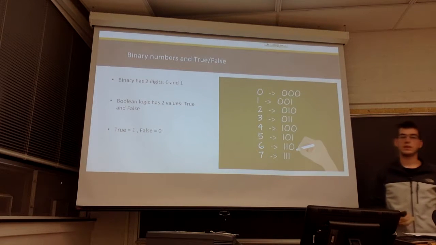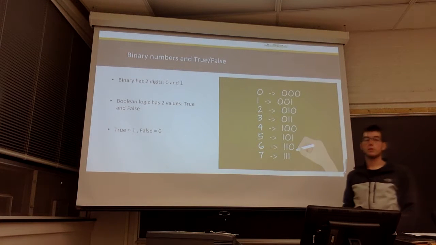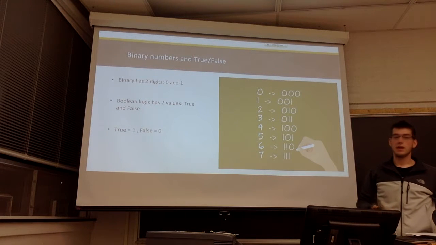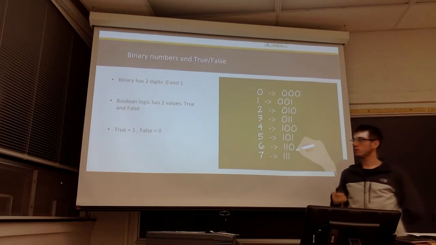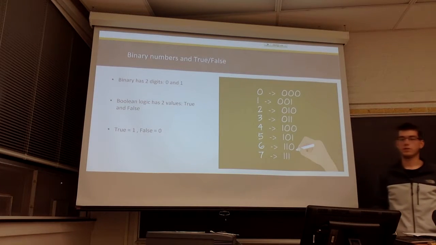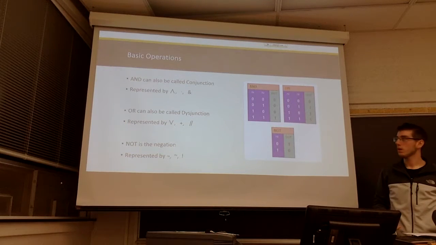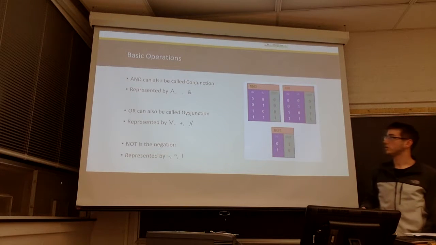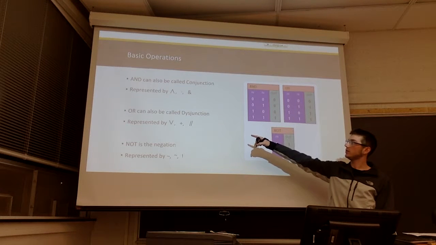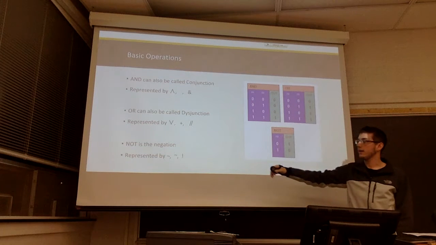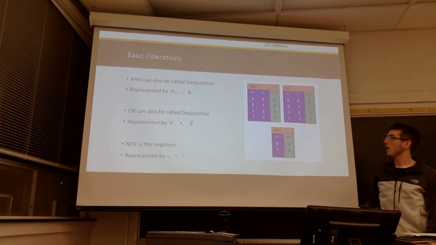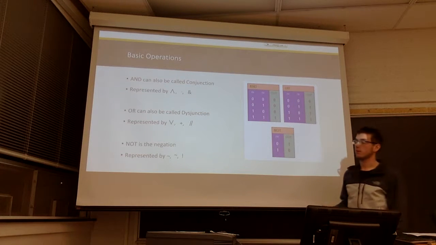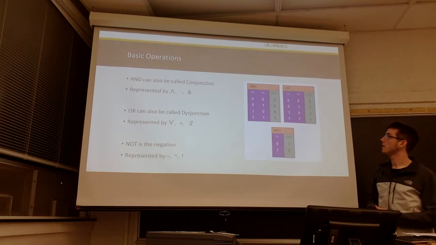Boolean logic also has two values. Those are true and false. And when using binary to represent Boolean values, you use 1 as true and 0 to be false. The three basic operations in Boolean algebra are conjunction or AND, disjunction, also called OR, and NOT, which is the negation. These three can be combined to make any operation that you need in Boolean algebra.